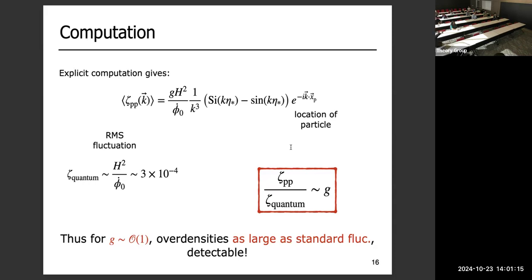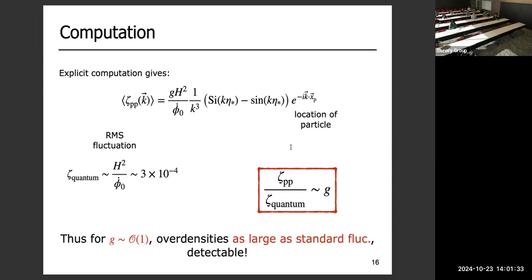I have a question. Sorry, could you explain the dependence on eta star again? I'm having a hard time visualizing it. Right. So sorry, this is some sine integral function. You integrate sine x over x. Okay. But effectively it's some trigonometric thing.